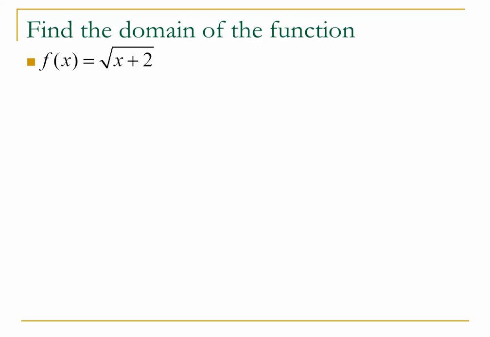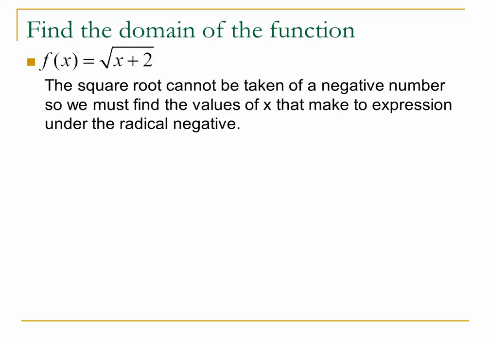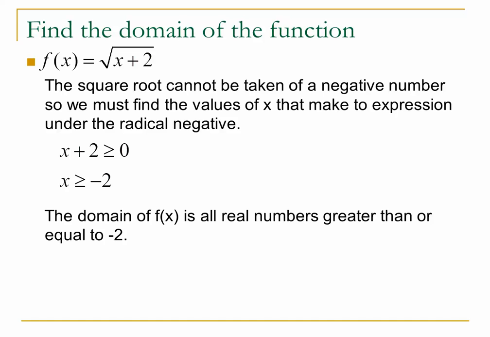F of x equals the square root of x plus 2. This is a radical function with even index. A square root has an index of 2, so this is a radical function with even index. So our method is to take the radicand, which is the x plus 2, and set it greater than or equal to 0. Solve this inequality by subtracting 2 on both sides, and we get that x must be greater than or equal to negative 2. In interval notation, we use a bracket from negative 2 to infinity.